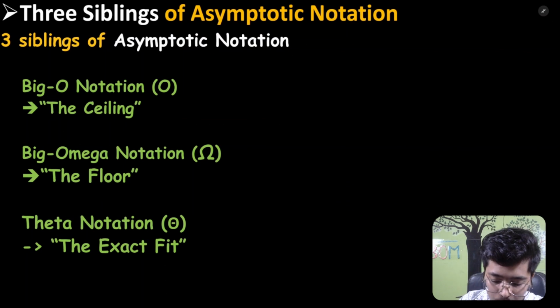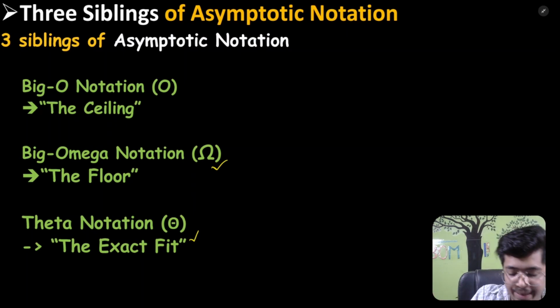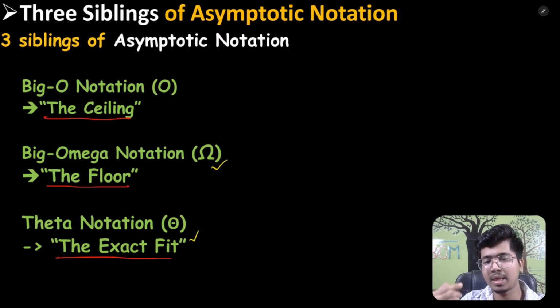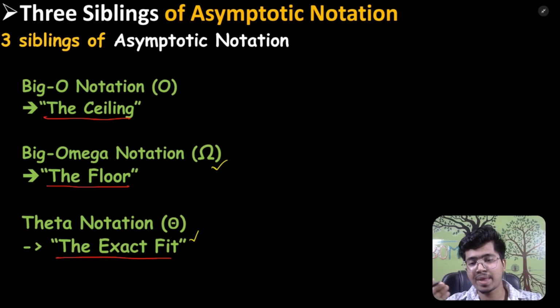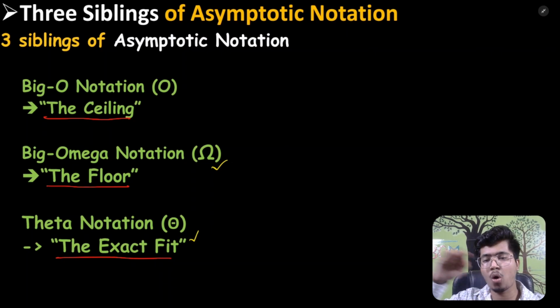In today's session we'll be understanding the big O notation. We have already called the big O notation the ceiling notation, the big omega notation the floor notation, and the theta notation the exact fit notation. I think you have clearly got an idea from the names of these notations. That is big O notation, the ceiling. Ceiling means what? The top, the upper bound.